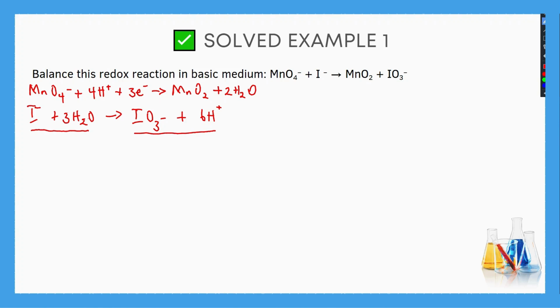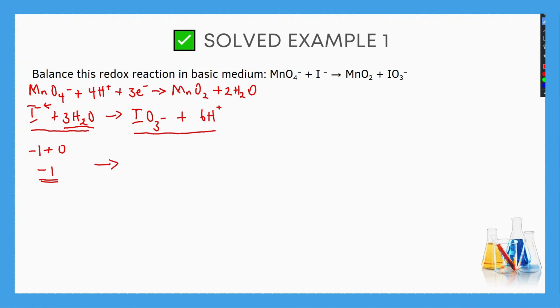Now, on the left-hand side, you can see there is a minus here, which tells us that there is a charge of -1, and on this H2O, there are no charges, which is 0. -1 plus 0 gives us -1. So the overall charge on the left-hand side is -1.